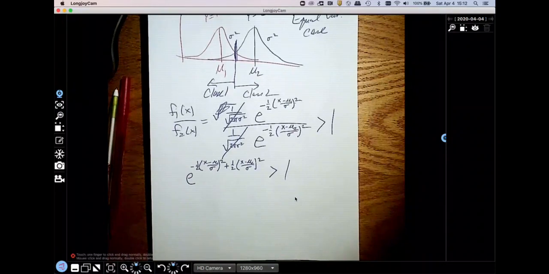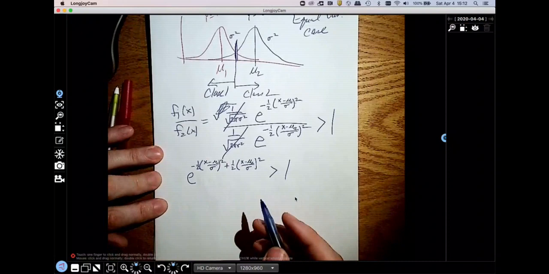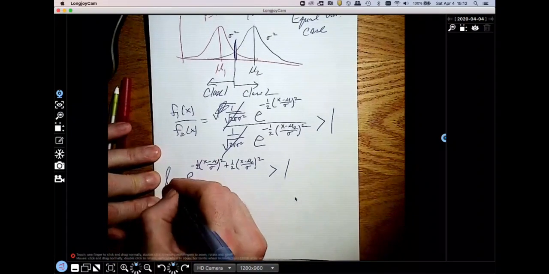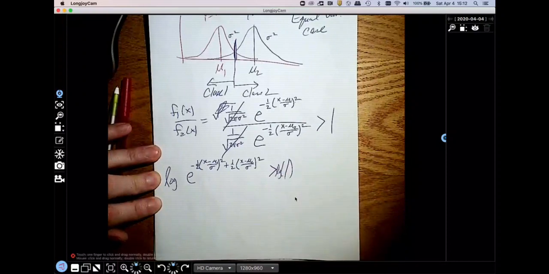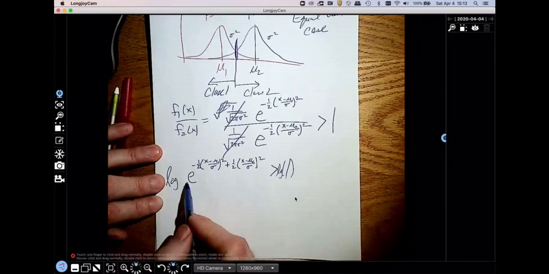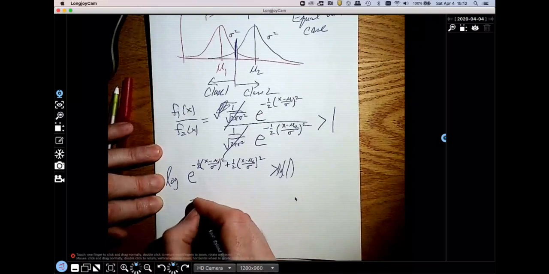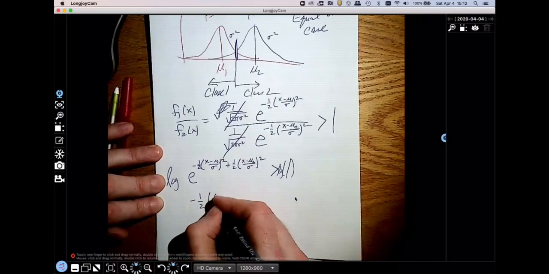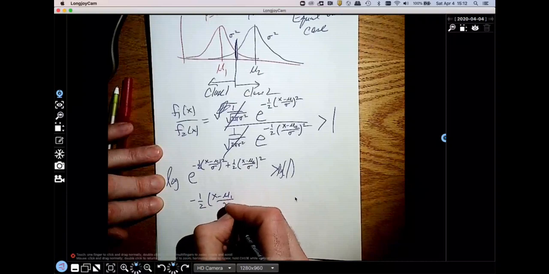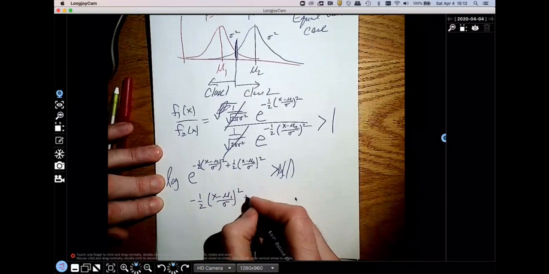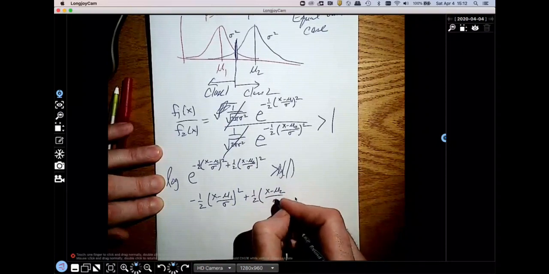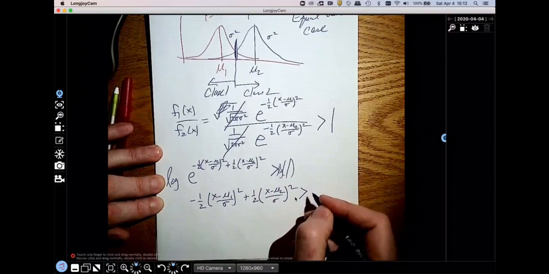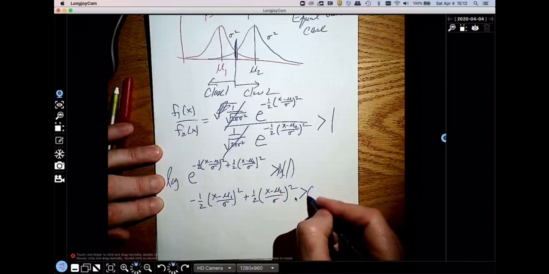Well, I can just take logs of both sides. So we're going to log both sides. Let's take the natural logarithm of this, and what are we left with? Well, the log of e to the something is just the something, so this is going to be minus 1/2 (x minus mu1 over sigma) squared plus 1/2 (x minus mu2 over sigma) squared. What's the log of 1? That's 0.